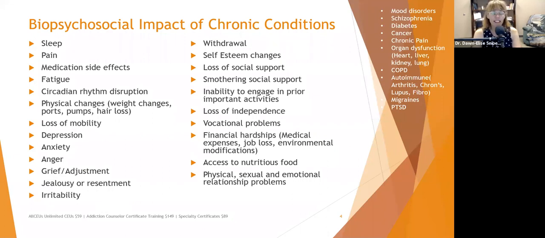Other chronic conditions like cystic fibrosis may require people to have permanent ports installed so they can get IV medications on a daily basis, or cancer. And things like diabetes may require somebody to have a permanent pump installed in order to maintain their insulin levels. All of these physical changes can impact a person's self-esteem. It can impact their mood.